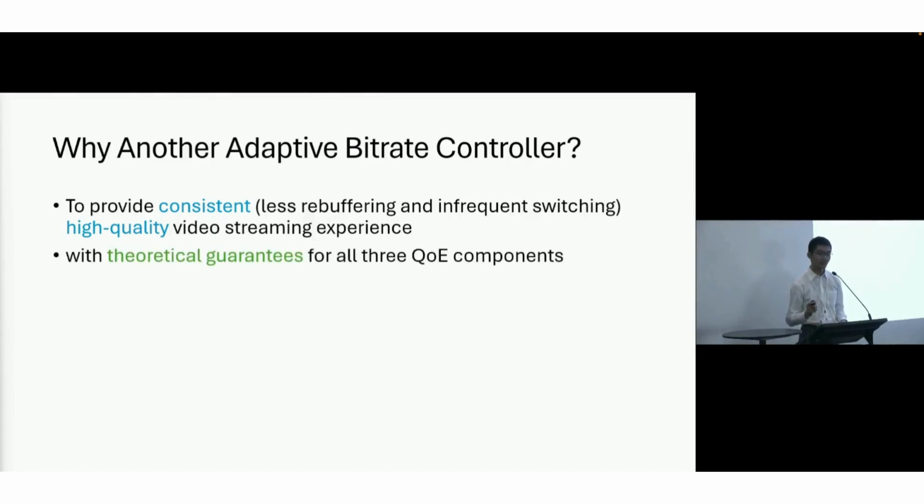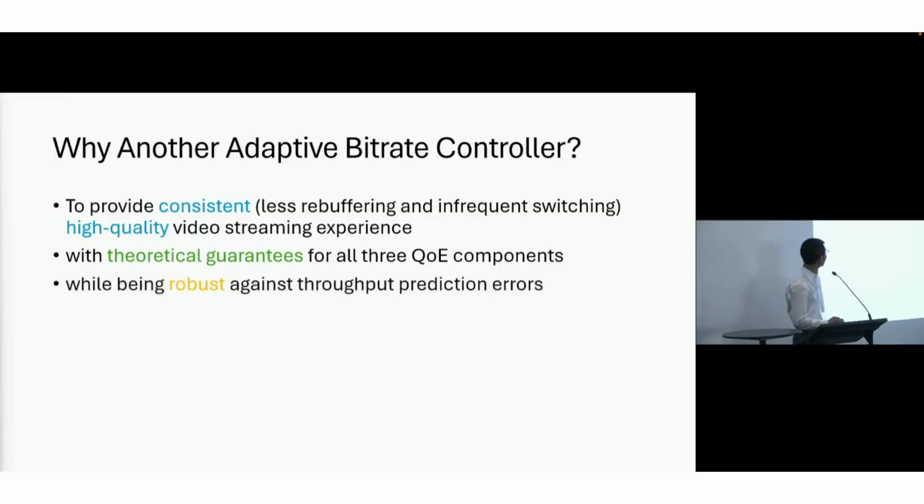Second, we want to do so with theoretical guarantees for all three QoE components. We don't want just a heuristic solution that may or may not work. We want solid theoretical guarantees. Third, we want our ABR controller to be robust against throughput prediction errors, which are inevitable given the in-the-wild network diversity. And finally, we want our controller to be practical for production deployment so that we can actually realize its impact on end users.